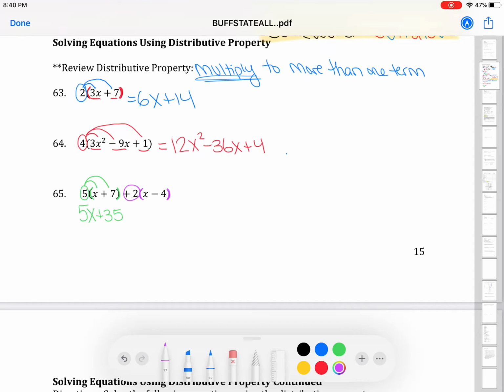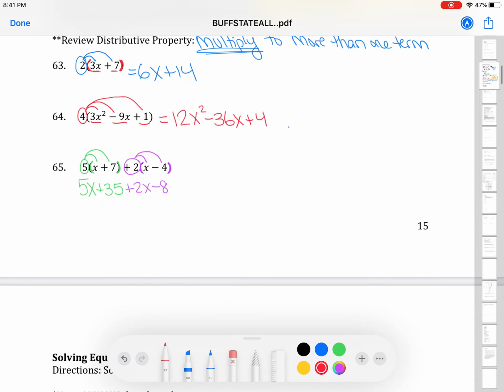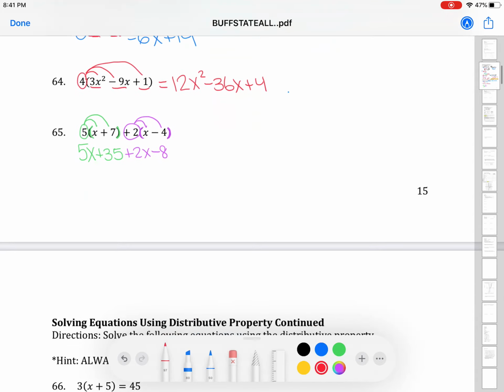But then notice you're not done. If you look, there's also a positive 2 that's being distributed through to the x and the negative 4 because there's 2 terms after the 2. So I multiply that 2 through to both of them. A positive 2 times x is a plus 2x, and a positive 2 times negative 4 is a negative 8.